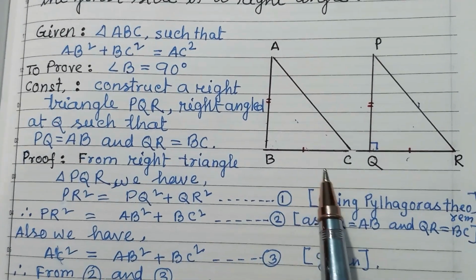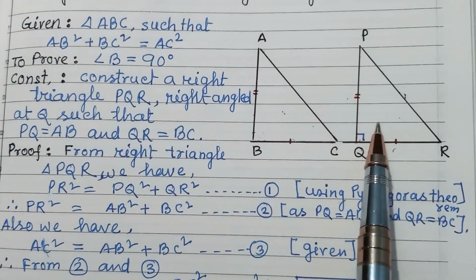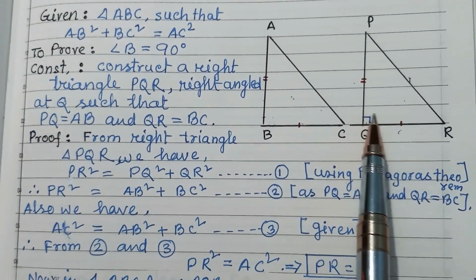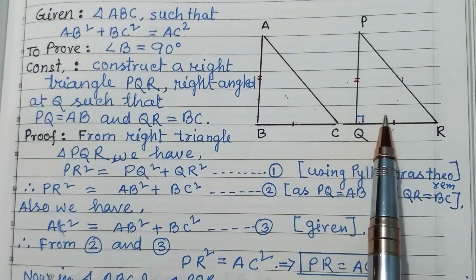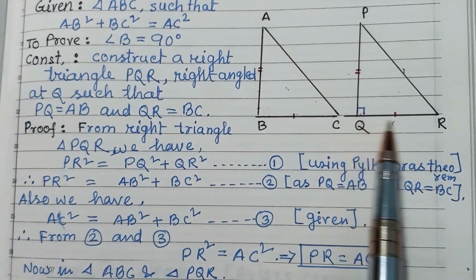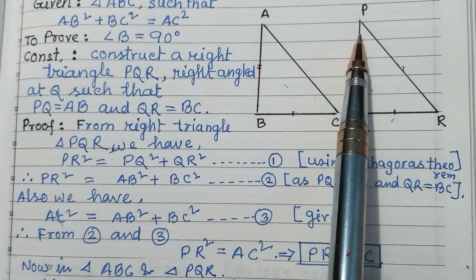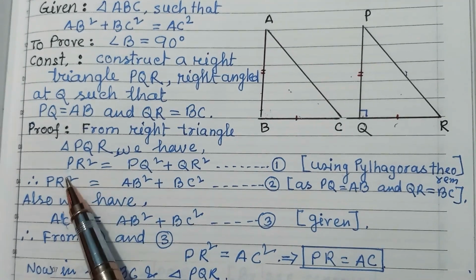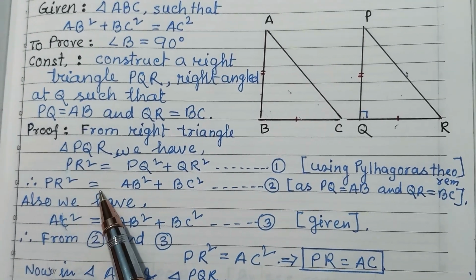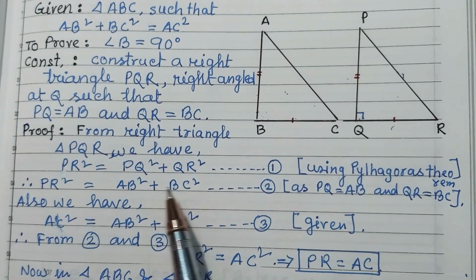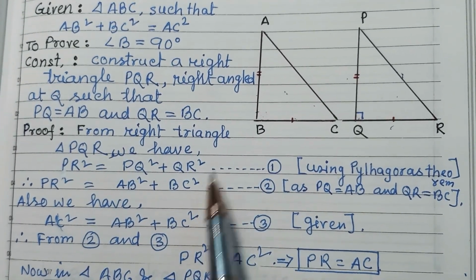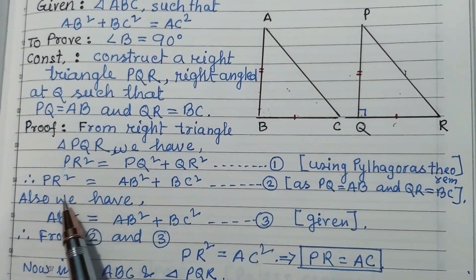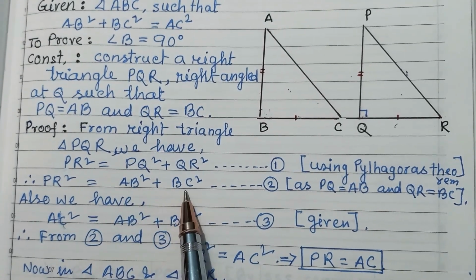Now proving from the right angle triangle PQR. It is a right angle triangle because we have drawn this angle as a right angle. So by the Pythagoras theorem we can write PQ square plus QR square is equal to PR square. And PR square is equal to AB square plus BC square, as by construction. According to the construction, AB is equal to PQ and BC is equal to QR.